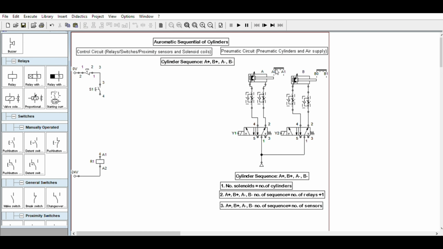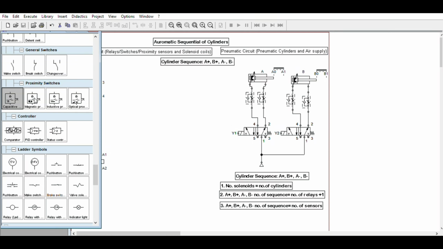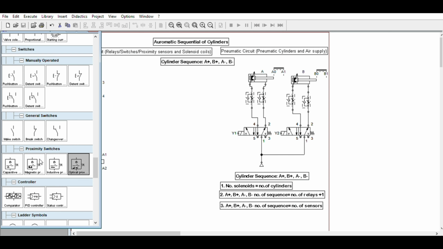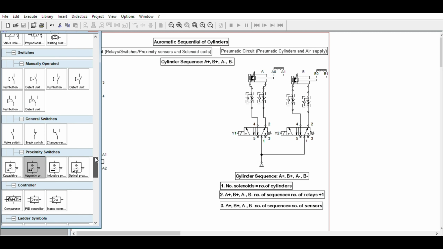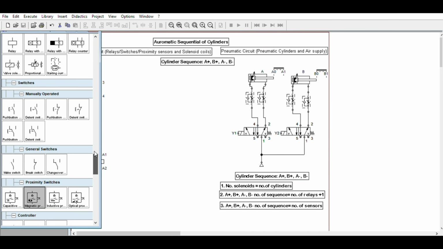The sensors here are proximity or limit switches or reed switches. These are the sensors: capacitive, magnetic, inductive, optical, the light, magnetic reed switch, proximity magnetic. And you can have the roller switch. So we can convert this one into a roller switch, limit switch.